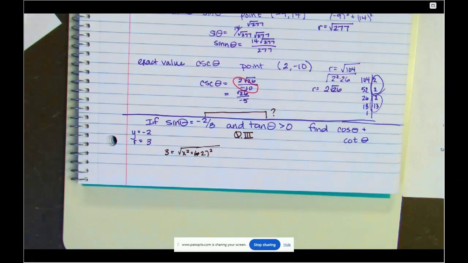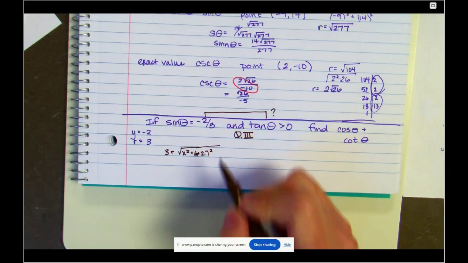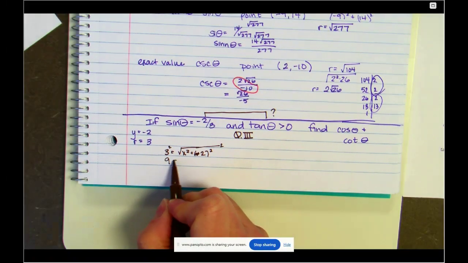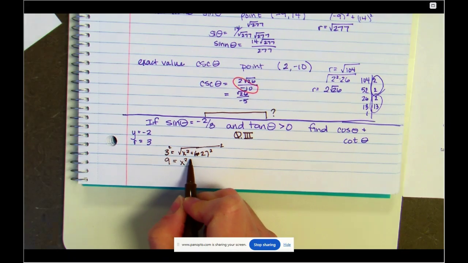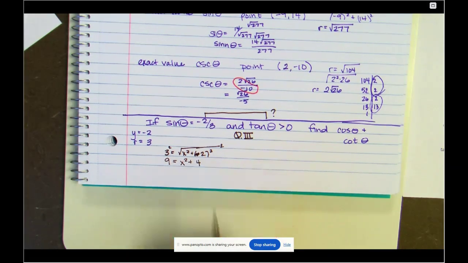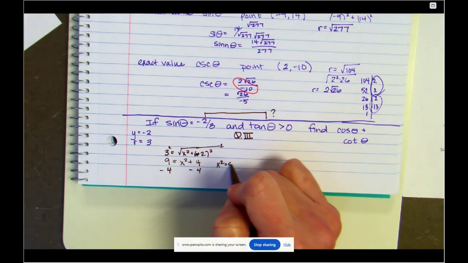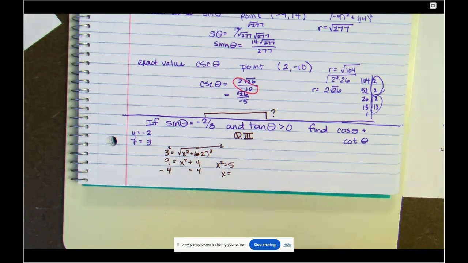Okay, how do you solve for x? What's the first thing you do? Yeah, you square both sides. You got to get rid of the square root. So you have 3 squared, which is 9, equals x squared plus -2 squared, which is 4. Now what? So we got x squared is equal to 5. So x is equal to what? Square root of 5.